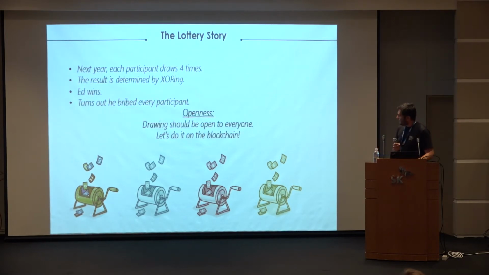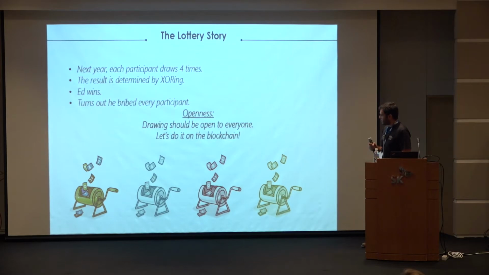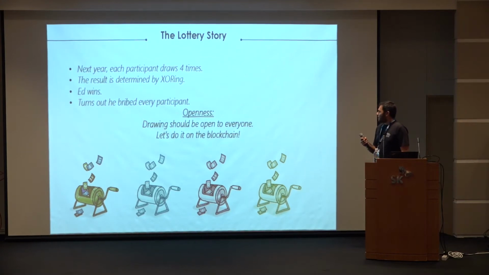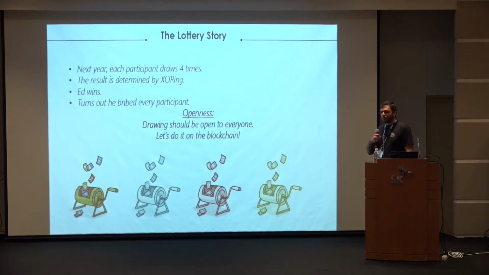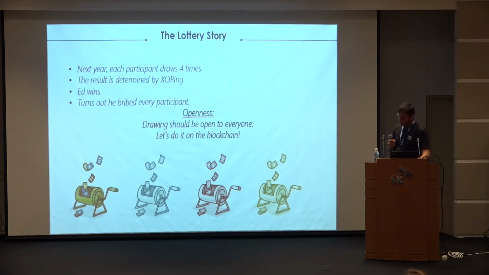Okay. Finally, in the last year, what happens is that the organizers say that, okay, all of you create a complete number, and we just take the XOR of these numbers and say that that number wins. But it turns out Ed just bribed everyone, so everyone colluded with him. So we need another rule. We need some sort of openness rule, saying that anyone who can pay the deposit can actually take part and create random numbers. So that's also a good reason for doing it on the blockchain.